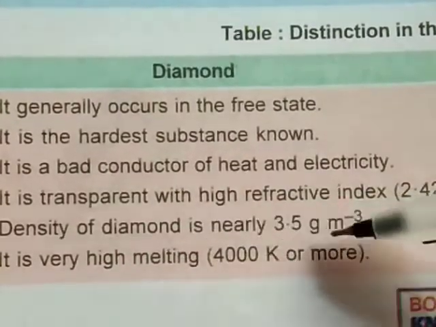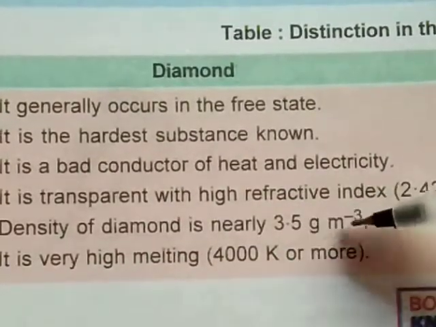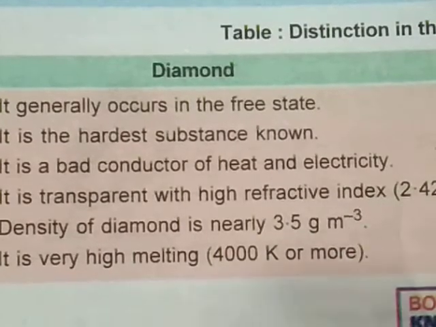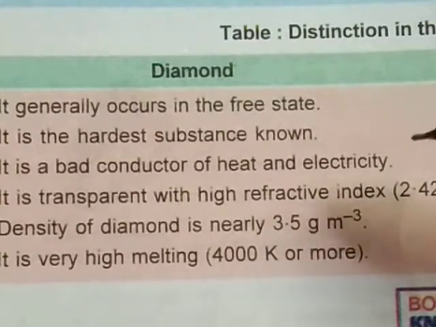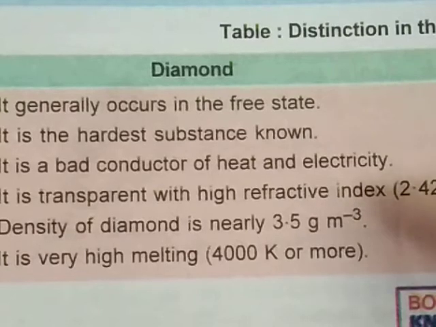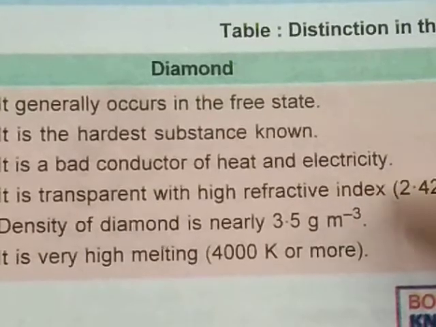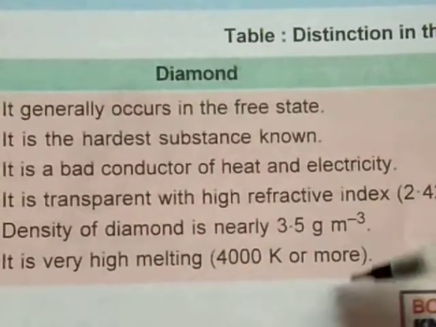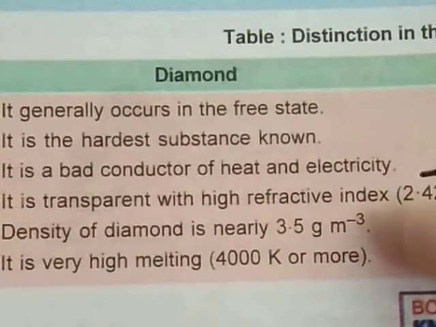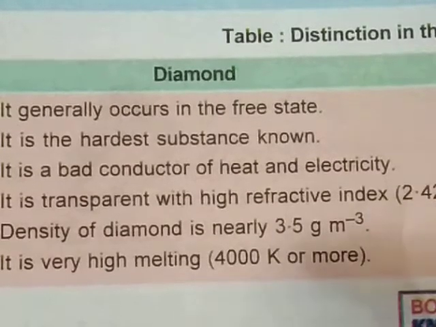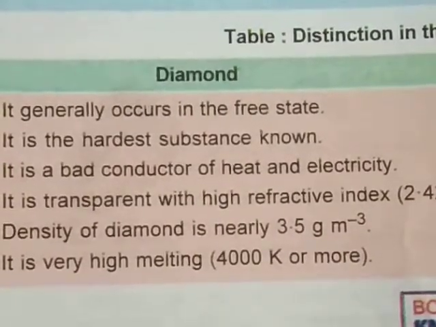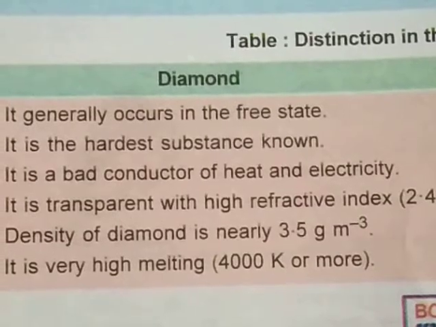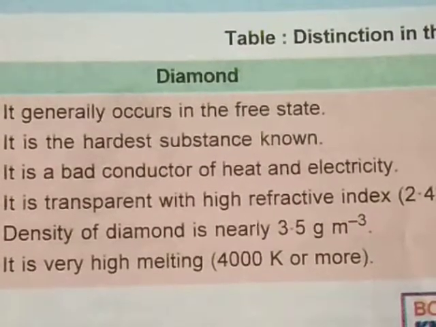The density of diamond is 3.5 gram per centimeter cube, but the density of graphite is 2 to 2.25 gram per centimeter cube. Diamond has a very high melting point, but graphite has a very low melting point. So these are the differences between diamond and graphite.